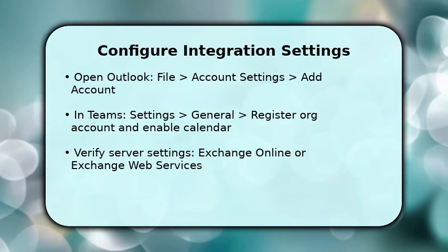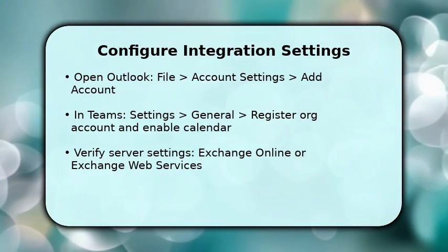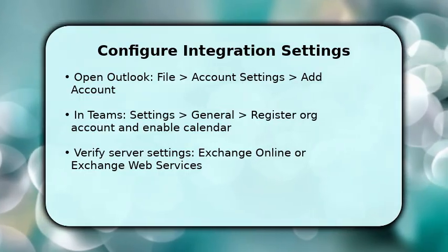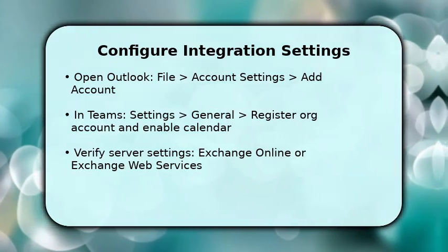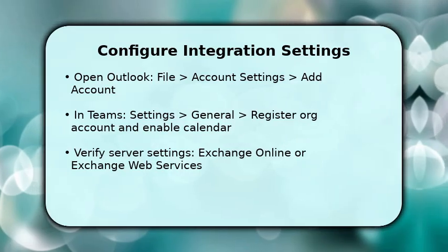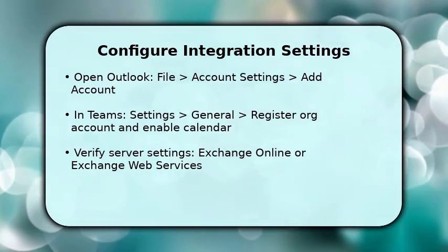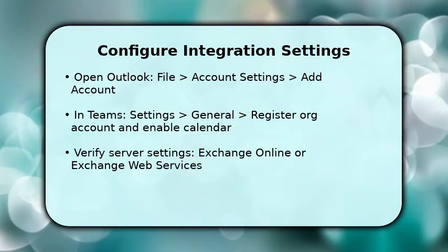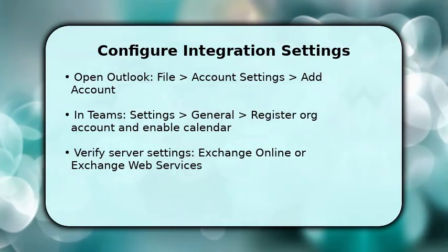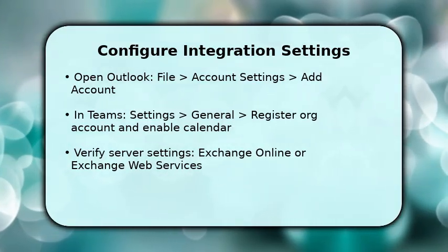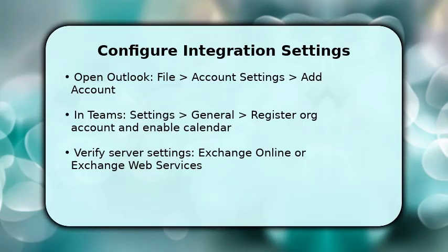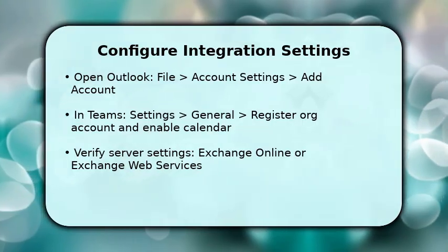You open Outlook and add the same Microsoft 365 account if it's not already present, because Outlook reads calendar entries from your Exchange mailbox. Once done, switch to Teams and go to Settings, General, to confirm your organization account is active and calendar integration is enabled. This ensures meetings created in Teams appear in Outlook.